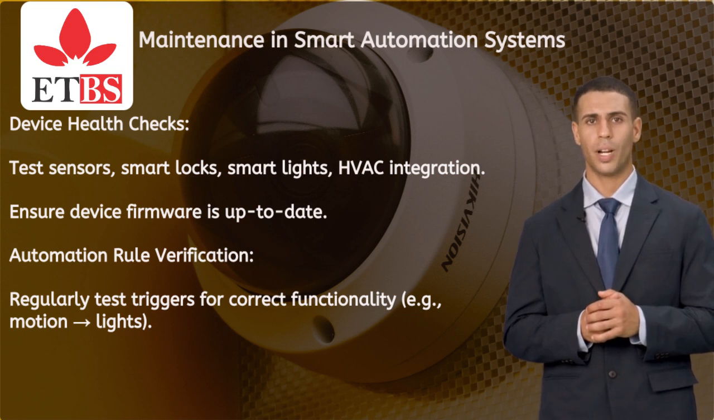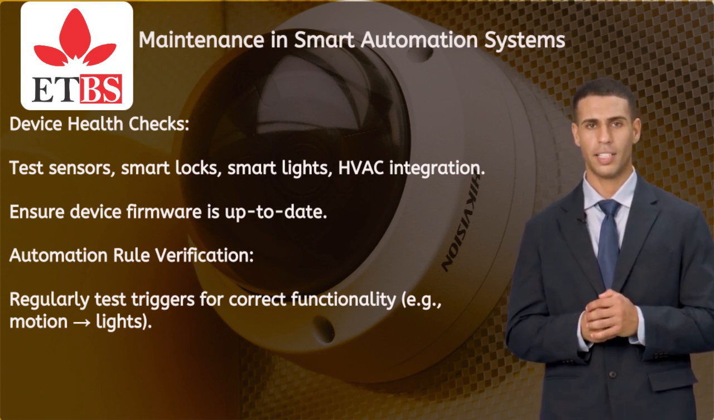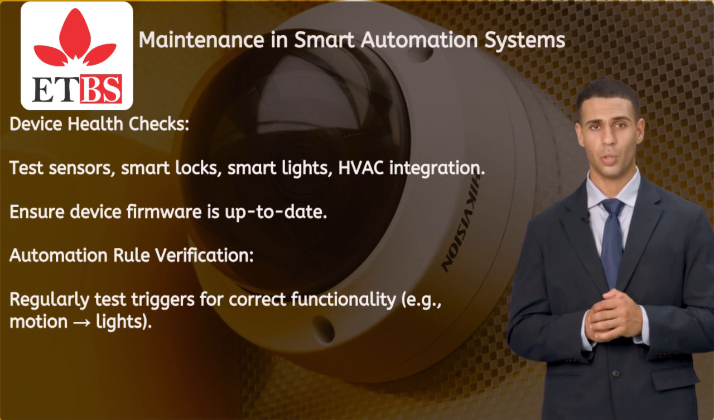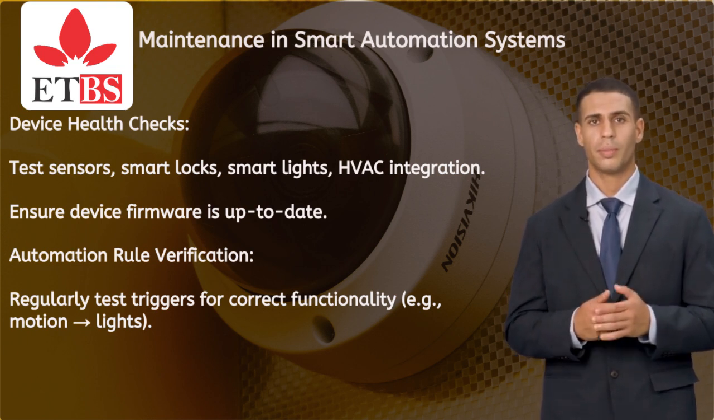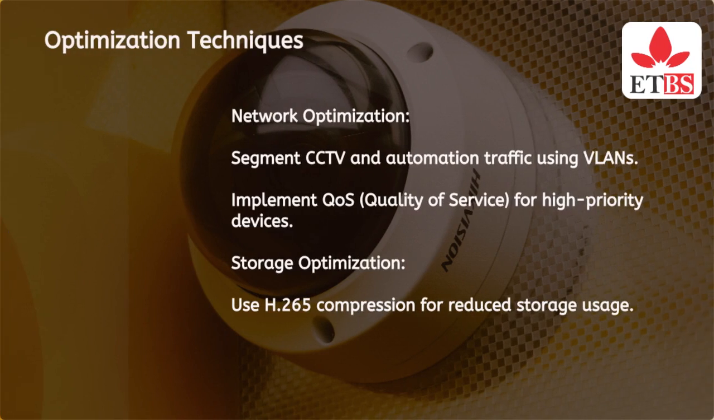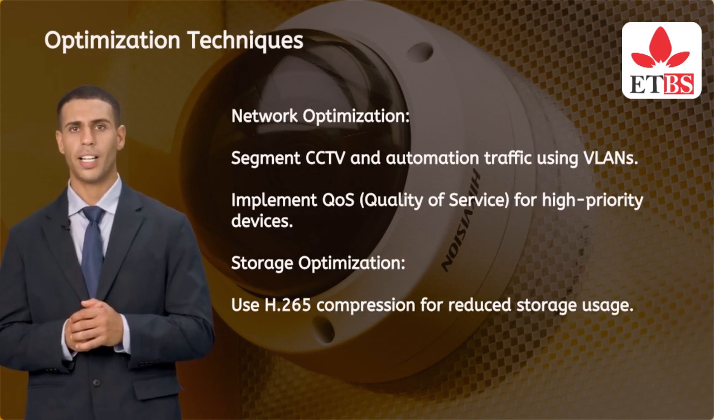Automation rule verification. Regularly test triggers for correct functionality, e.g., motion lights. Confirm IoT integrations and cloud connectivity. Network health. Inspect switch, router, and access points for uptime and load. Use monitoring tools, SNMP dashboards for real-time alerts. 4. Optimization techniques. Network optimization.